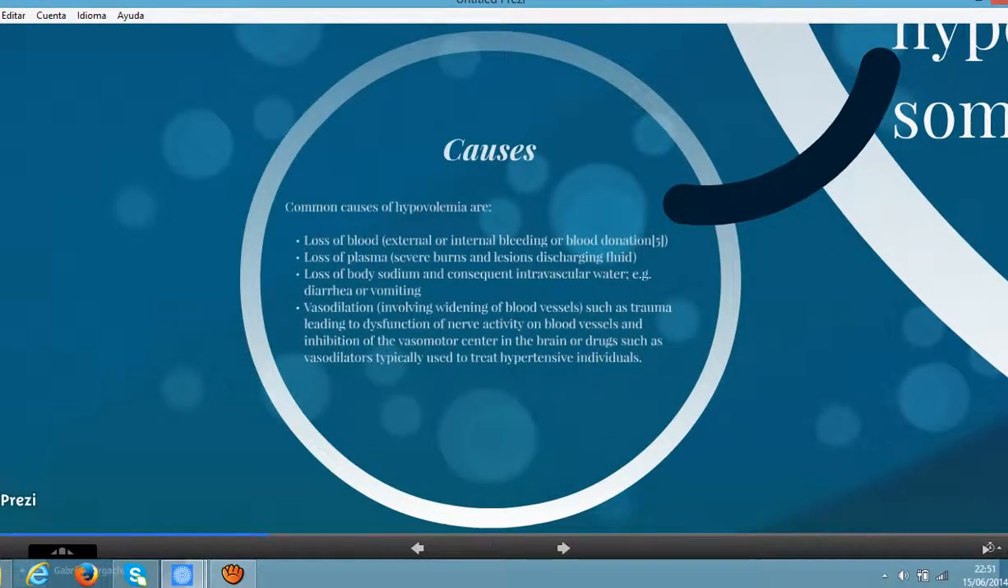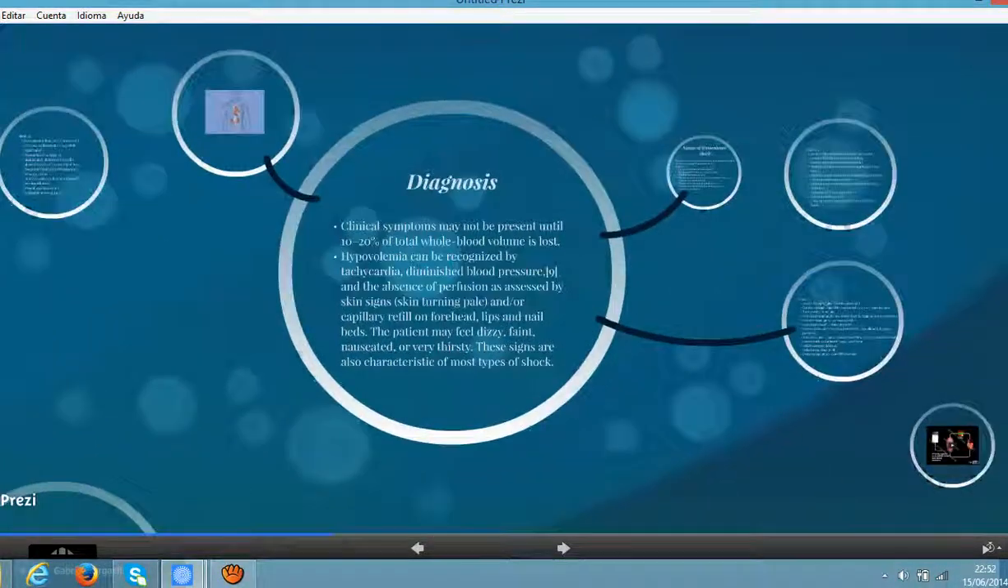Carrying on with this exposition, we can say something about the causes. Common causes of hypovolemia are loss of blood, external or internal bleeding or blood donation; loss of plasma, severe burns and lesions discharging fluid; loss of body sodium and consequent intravascular water, for example diarrhea or vomiting; vasodilatation, which involves widening of blood vessels, such as trauma leading to dysfunction of nerve activity on blood vessels and inhibition of the vasomotor center in the brain, or drugs such as vasodilators typically used to treat hypertensive individuals.